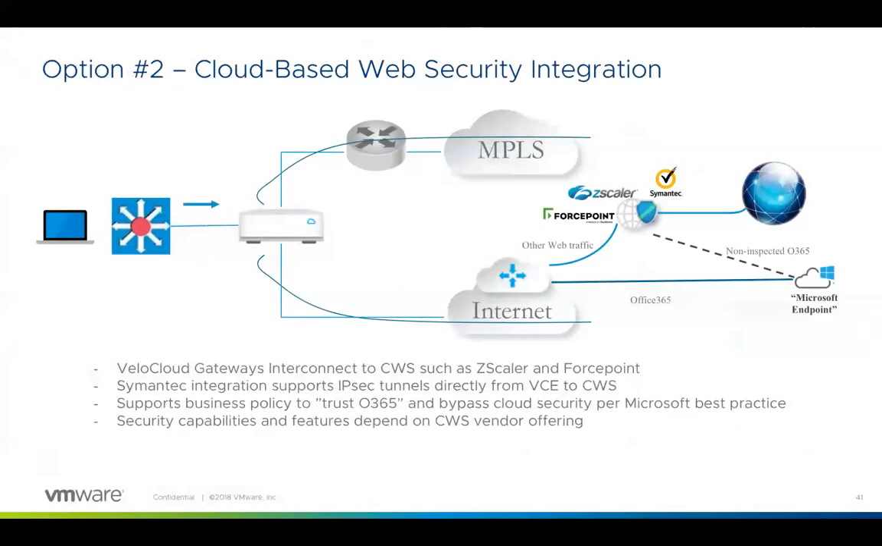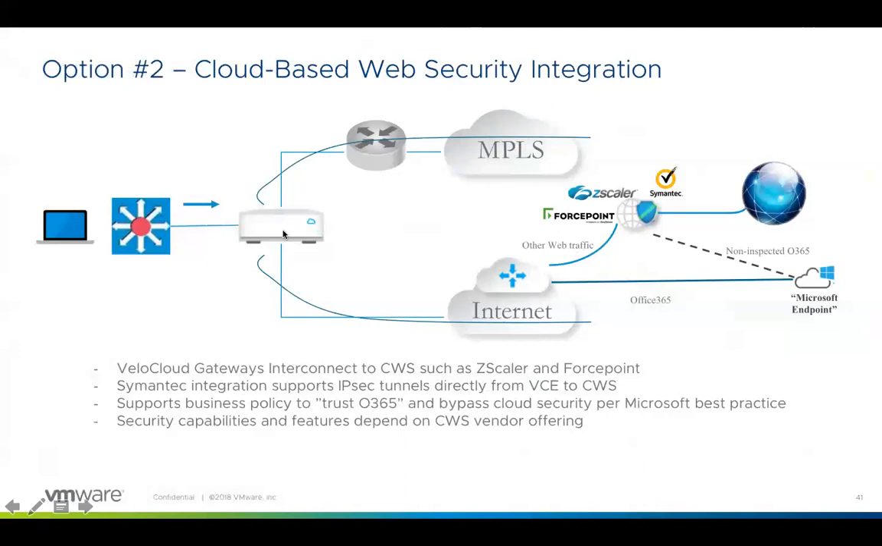For the cloud web security integration to secure internet-bound traffic, basically there will be tunnels established from the edge to the VeloCloud gateway, and then the VeloCloud gateway would have separate IPsec tunnels to those web security cloud solutions. So internet-bound traffic will go from the LAN to the edge, then be sent multipath towards the gateway, then sent to the cloud security solution via a standard IPsec tunnel, and then get NATted out that way.